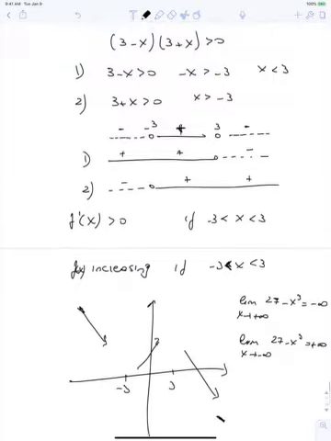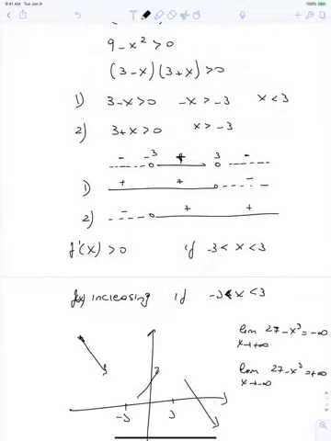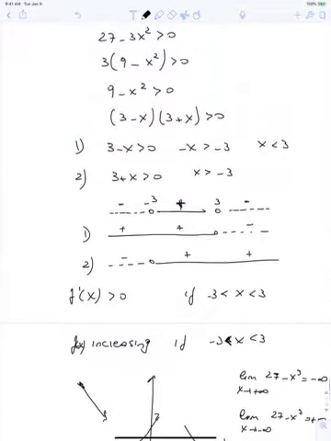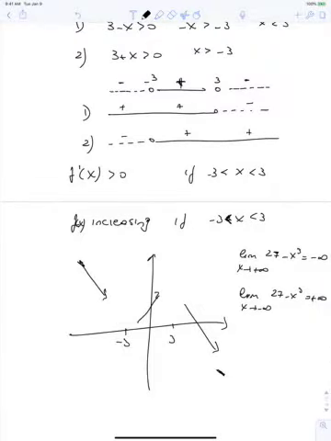So let's compute the value at these 2 points. At plus 3, 3 to the power 3 is 27. 27 minus 27 is 0. And at minus 3, the cube is minus 27, minus minus 27 gives plus 27, so it's going to be 54. So that's essentially what the function does.